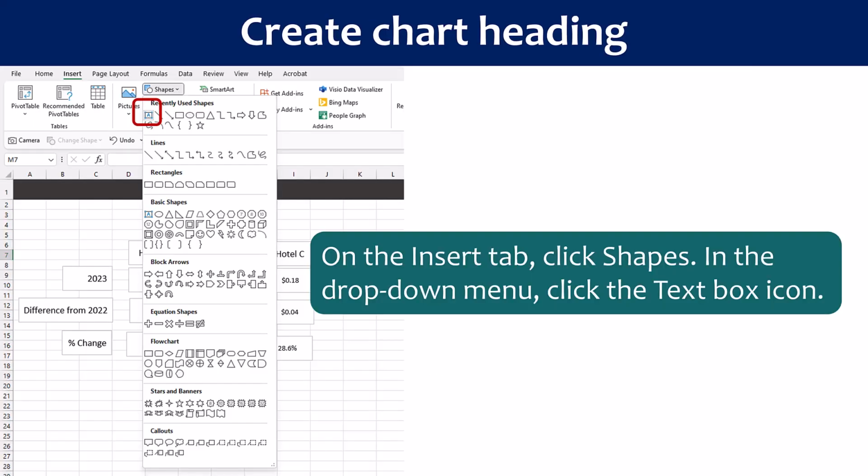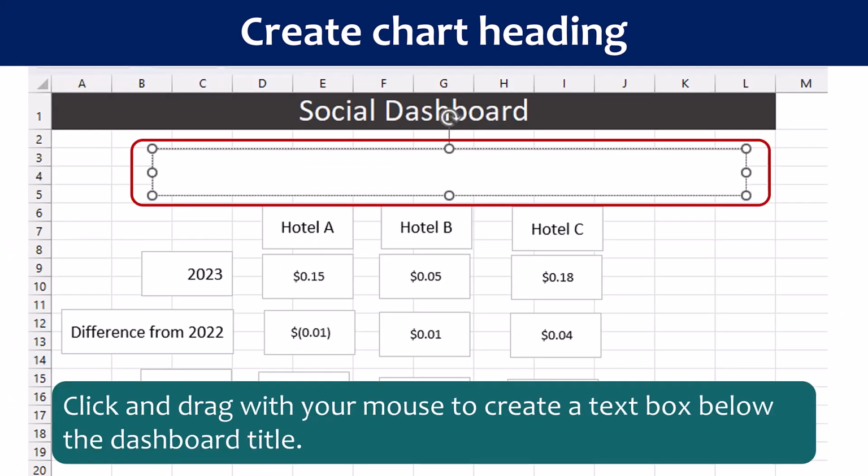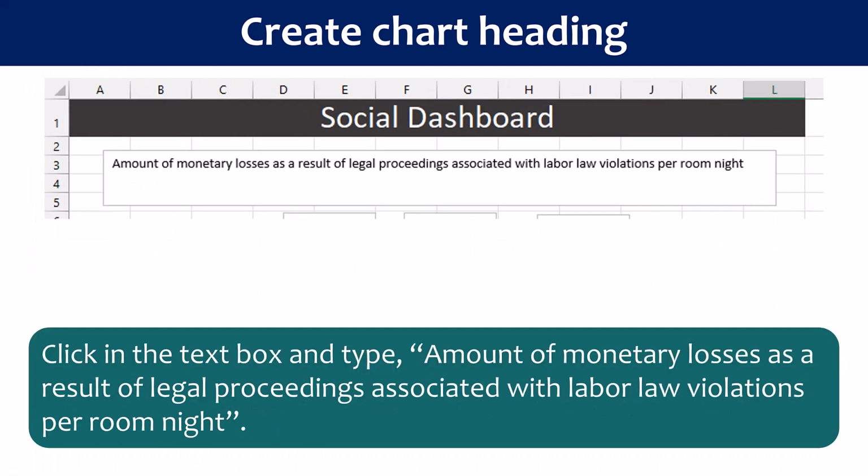Now we will create a heading for the chart. On the Insert tab, click Shapes. In the drop-down menu, click the text box icon. Click and drag with your mouse to create a text box below the dashboard title. Click in the text box and type amount of monetary losses as a result of legal proceedings associated with labor law violations per room night.